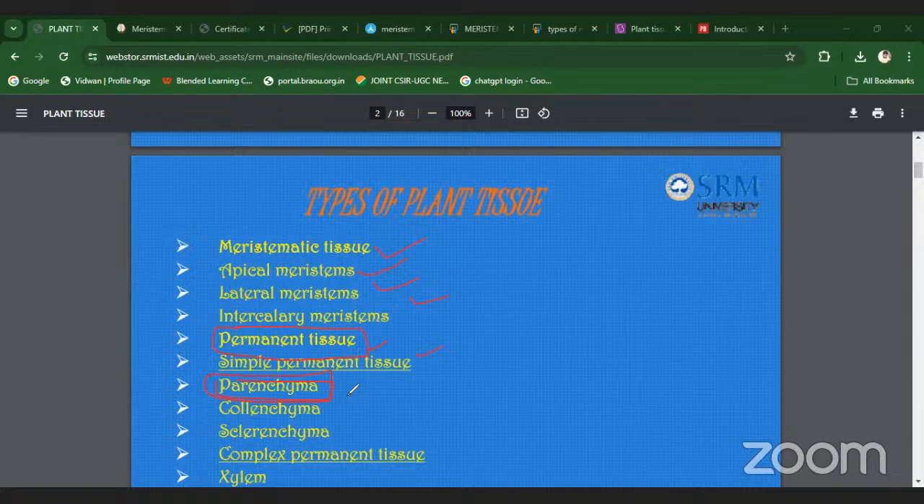With intercellular space, and the shape of the parenchyma cells may be globular, oval, or various other forms. And tell me the cell structure: if we take one parenchyma cell, is it covered by a cell wall or not, cell wall present or absent?